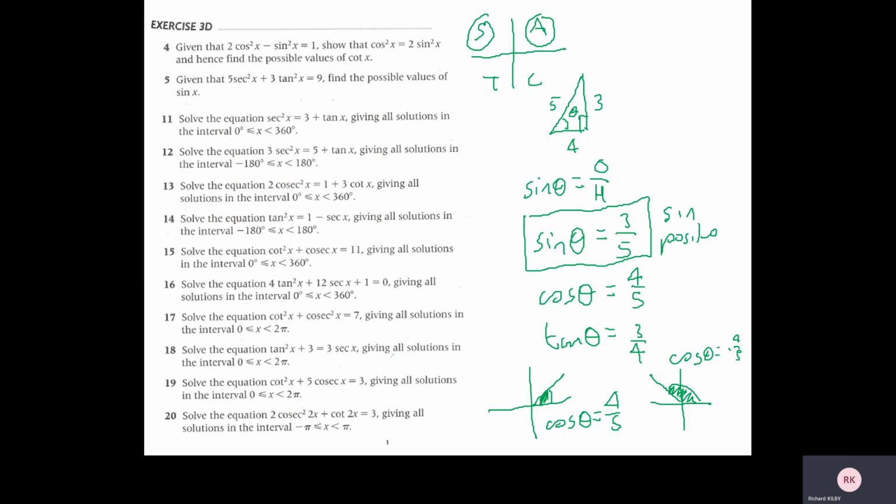But you need to consider, can it be positive and negative? Does it have to be positive? Does it have to be negative? The easiest way to do that, that's where the CAST diagram comes into its own. You could draw the graphs and go, oh, this graph is above the axis, this graph's below the axis, and that sort of thing. I think the CAST diagram is the easiest way to do that.